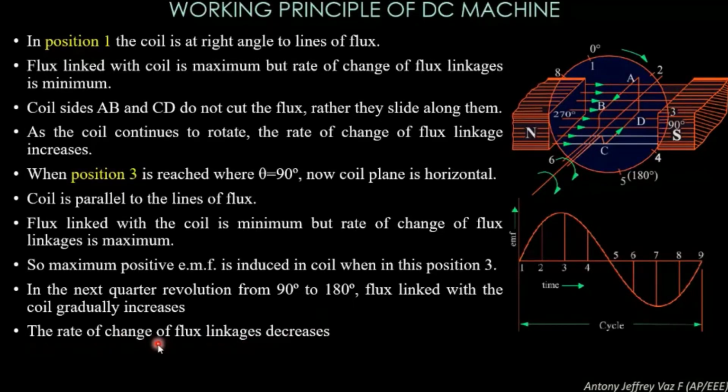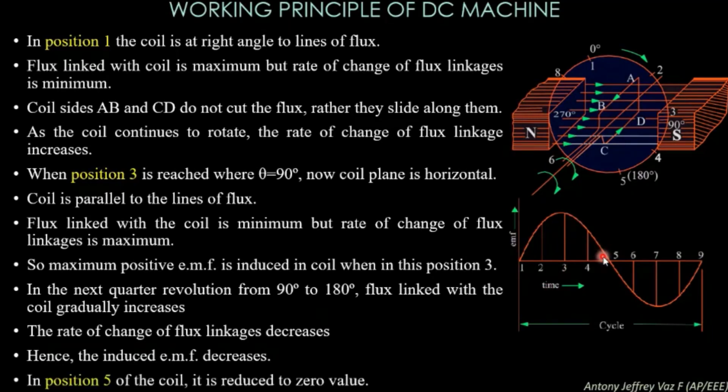So due to the decrease in rate of change of flux, after this peak voltage, the voltage starts to decrease. Hence, the induced EMF, that is this voltage, starts to decrease. In position 5 of the coil, it is reduced to a zero value. So at this position, the induced EMF is zero.